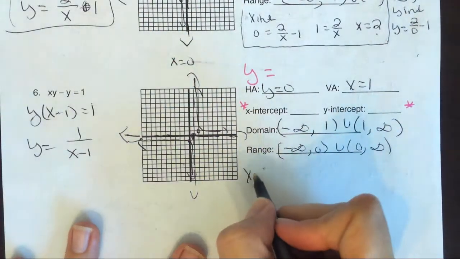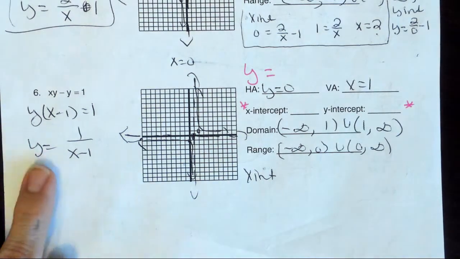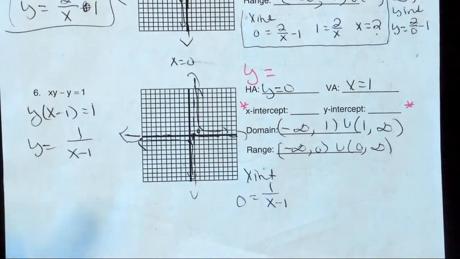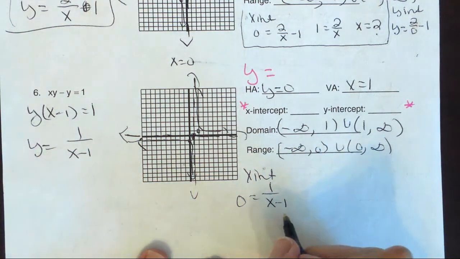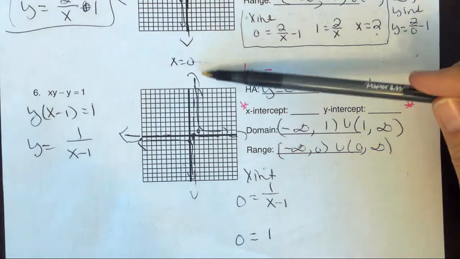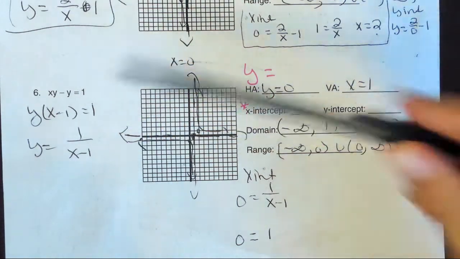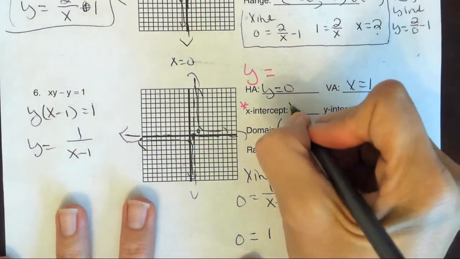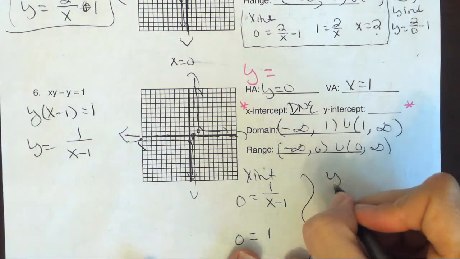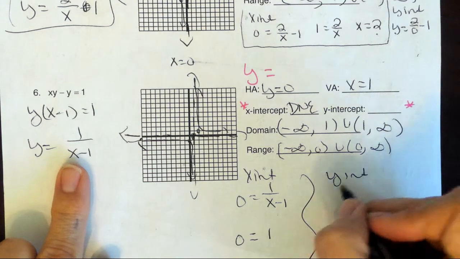So to find the x-intercept, we're going to let the y equal 0. So 0 equals 1 over x minus 1. I'm going to multiply both sides by x minus 1, and I get 0 equals 1. Well, let's go look at this. Do I ever touch the x-axis? Oh, I don't, so that makes sense. It does not exist.